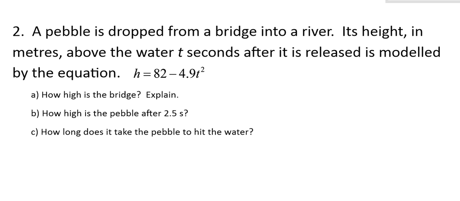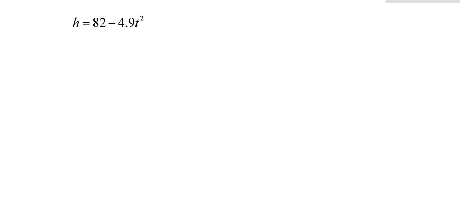So here we are. The question says, a pebble is dropped from a bridge into a river. Its height in meters above the water, t seconds after it is released, is modeled by this equation. So there's an equation that compares height and time for a falling pebble. And then we're going to answer these 3 questions. But before we even look at those questions, let's look carefully at the equation given, as we always do. So again, it's height versus time. It's in a weird order.